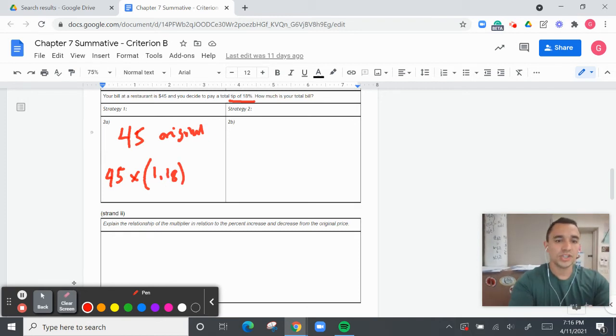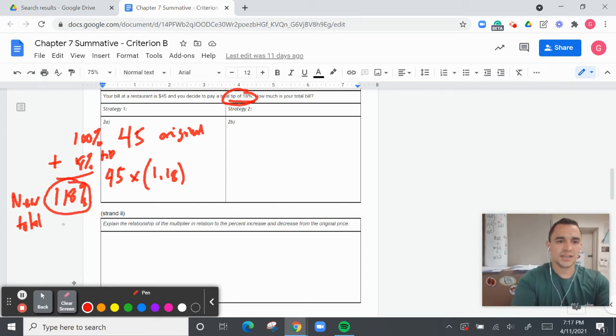Well, because the original is 100%. I'm adding 18% tip. So that means my new total is going to be 118%, and that is 1.18. All right, move the decimal over once, twice. Okay, 1.18, and that is going to equal $53.10.